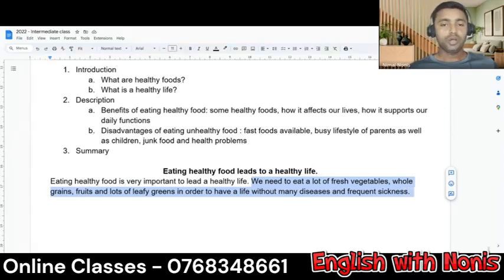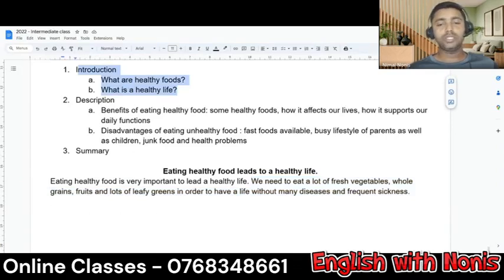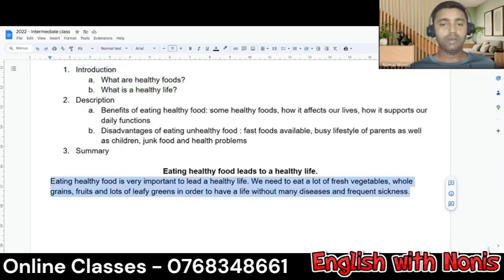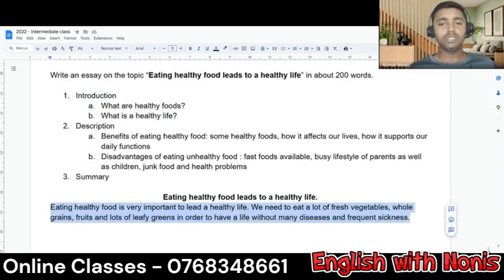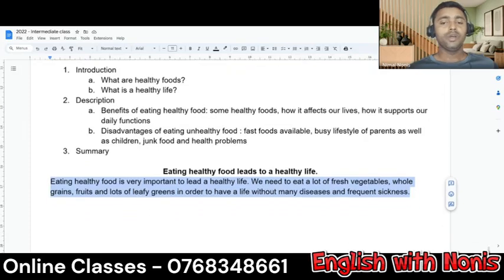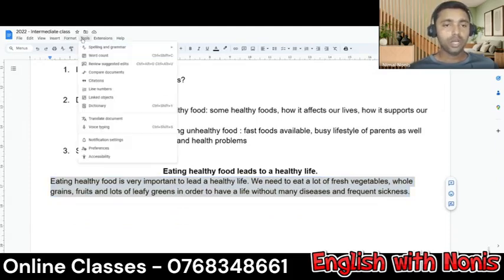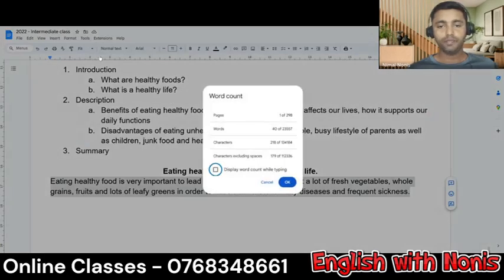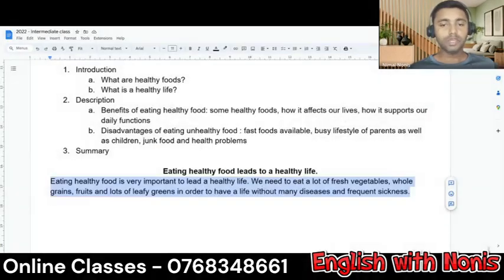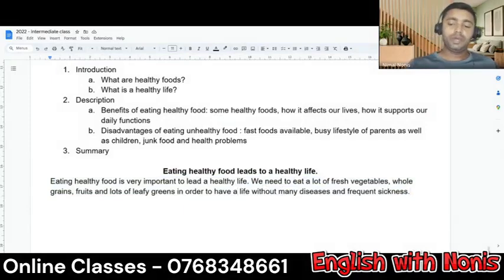As per our sketch, these are the things that need to be included in the introduction, and we have included all of them. So we are writing the essay according to our outline. Normally in the oral exam or the term test, most of the time they want the essay to be written with 200 words. So let's see how many words we have used so far. Up until now, I have used 40 words. Now the first paragraph is over.